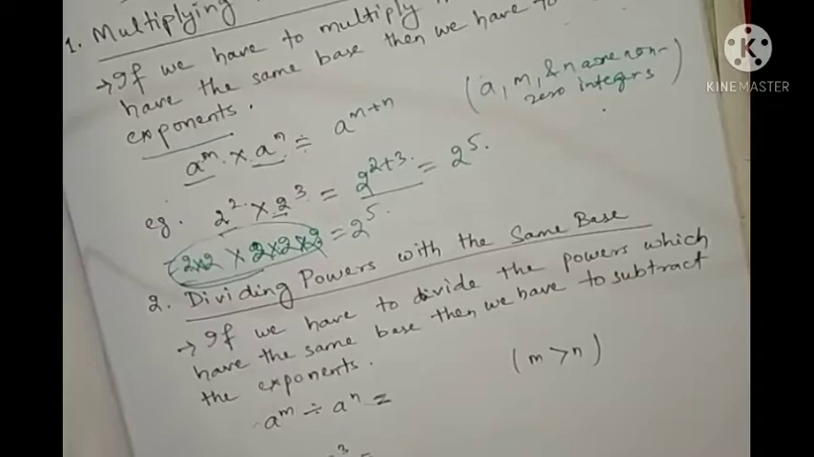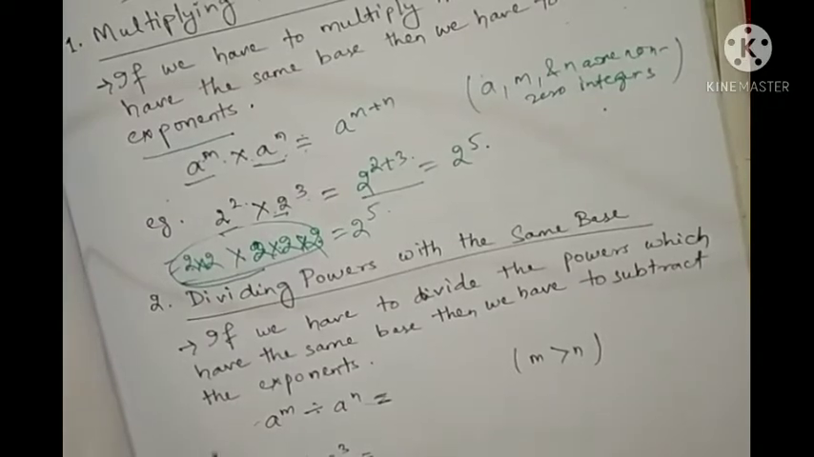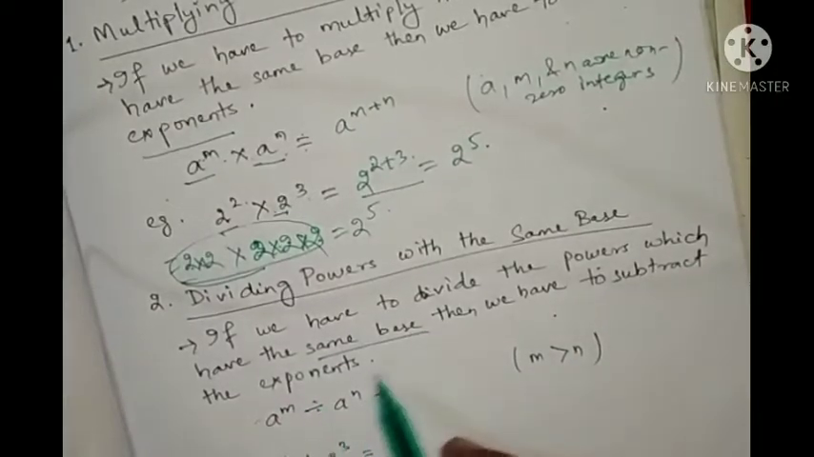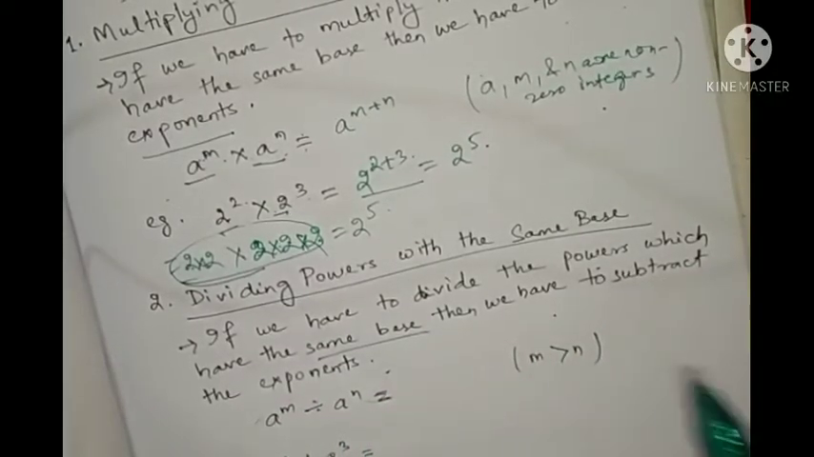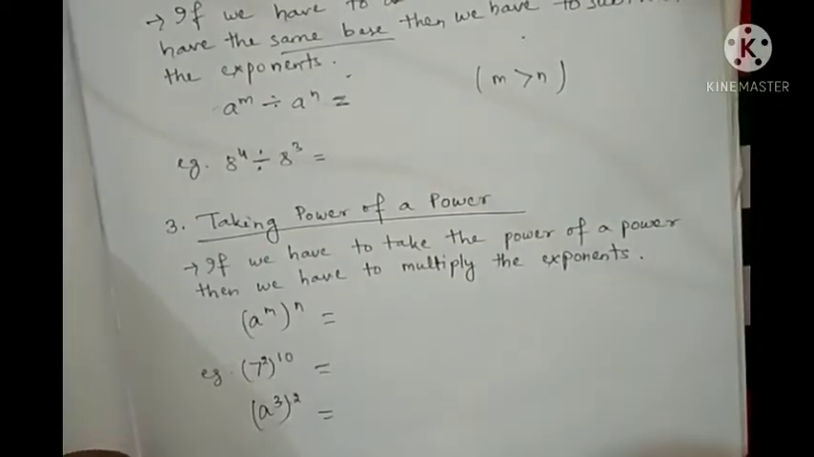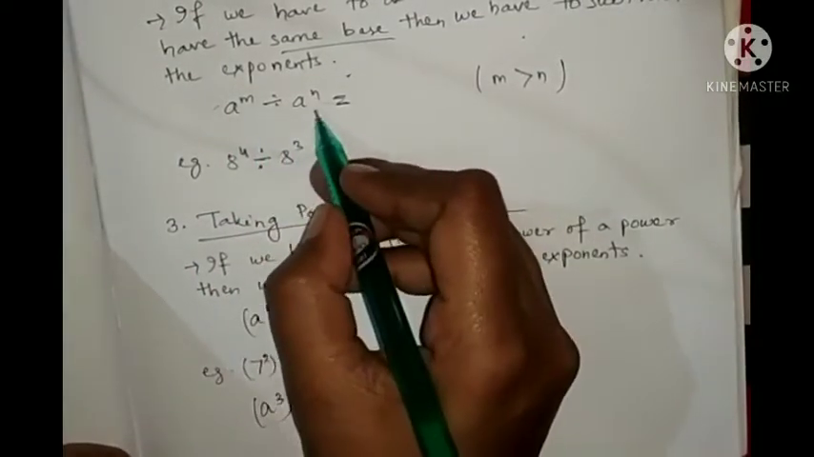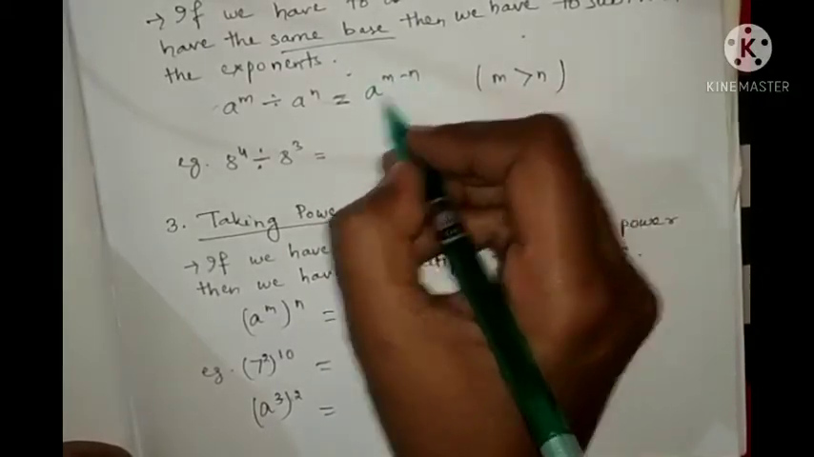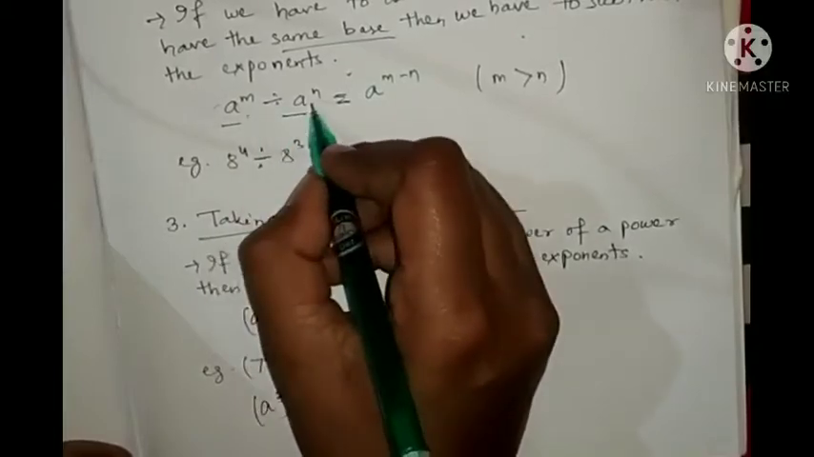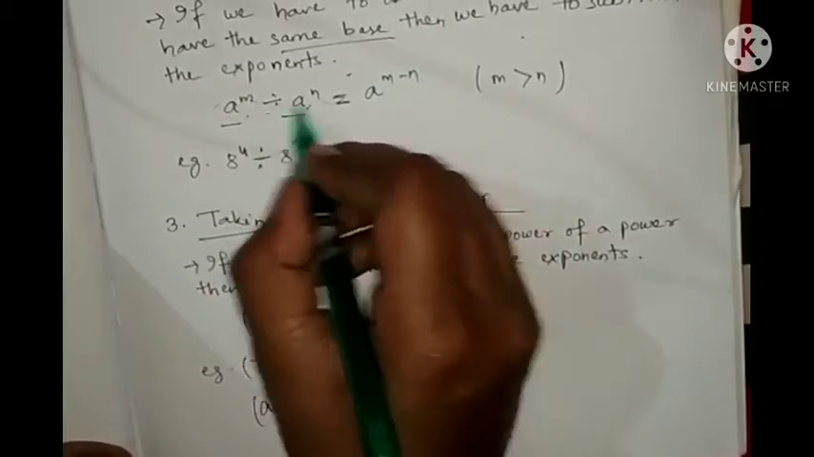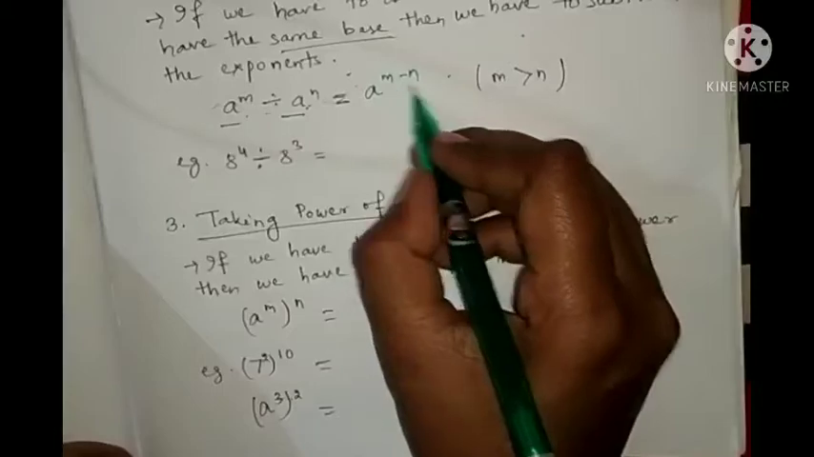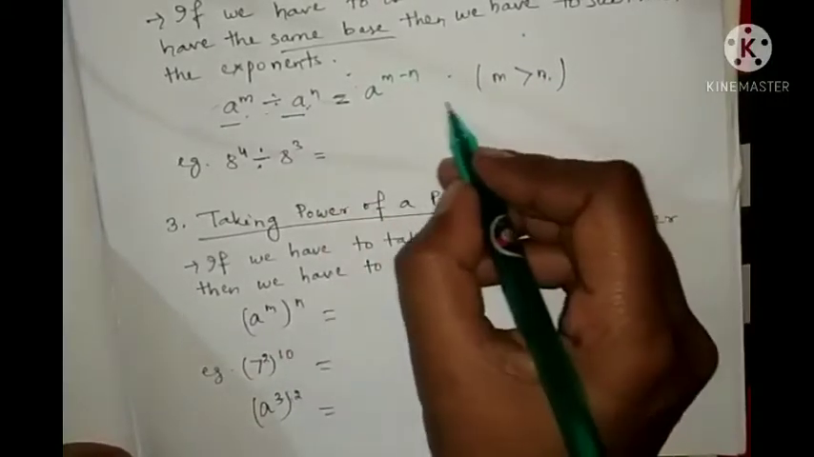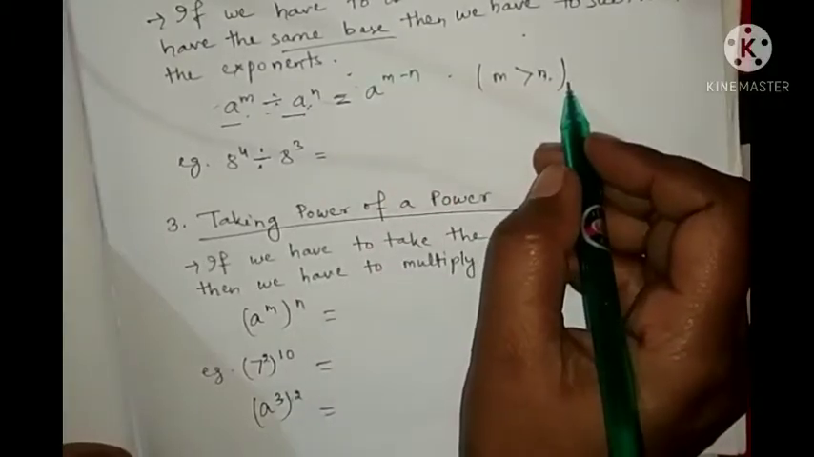Next you see dividing powers with the same base. If there is the same base, what will be the division? If we have to divide the powers which have the same base, then we have to subtract the exponents. So, a to the power m divided by a to the power n is a to the power m minus n, because the base is same and here division is there. Here always m is greater than n, and a, m, n are non-zero integers.